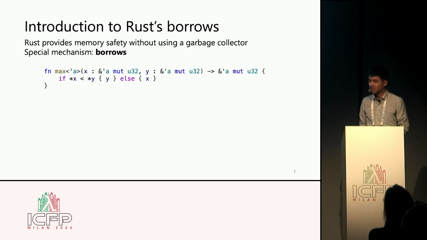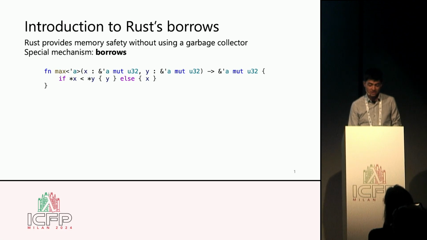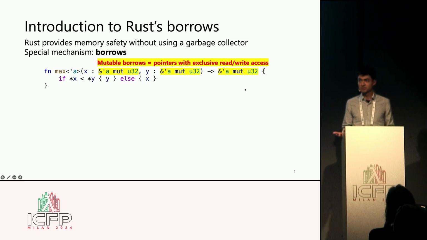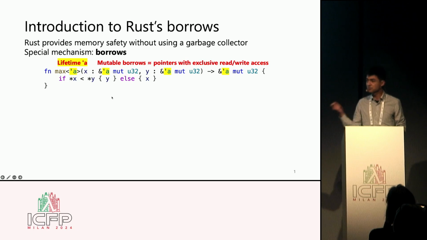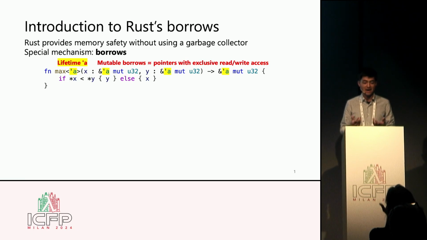We can illustrate borrows with the following example, which is this max function, which takes as inputs two mutable borrows of U32 and returns one mutable borrow. A mutable borrow is a kind of borrow, so there are different kinds of borrows. And it can be seen as a pointer, which gives an exclusive read-write access to the value it points to. So here we're simply receiving two pointers. We compare the values of the two pointers, and depending on the result of this comparison, we return one of the two. Now, an important element is that those borrows are annotated with a lifetime alpha.